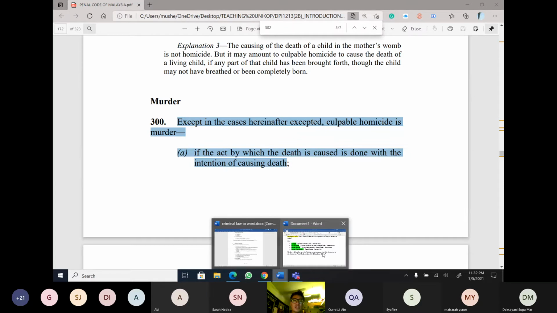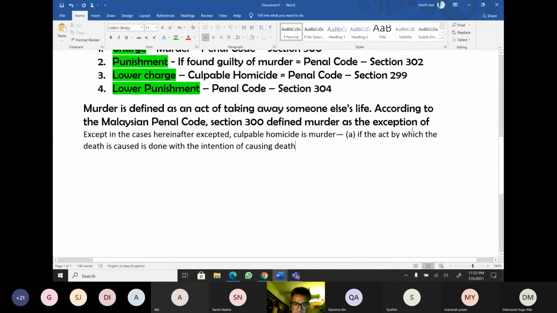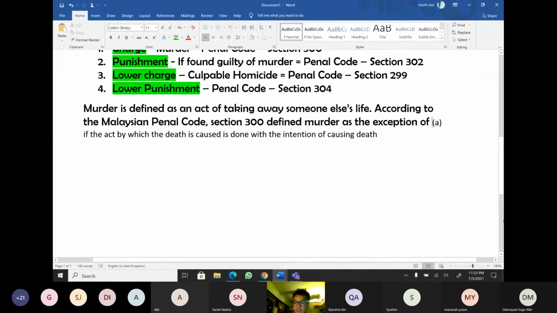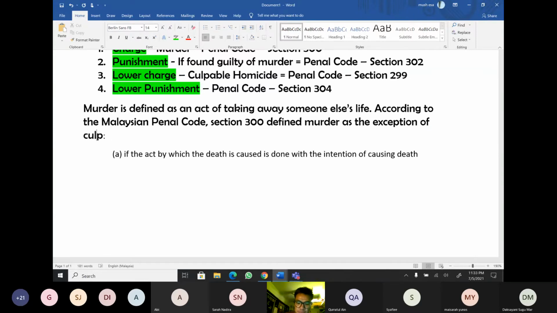Macam ni. Okay, murder is defined as, the exception of cases. Ni sini. Exception of pada yang ini. Define murder as the exception of culpable homicide.